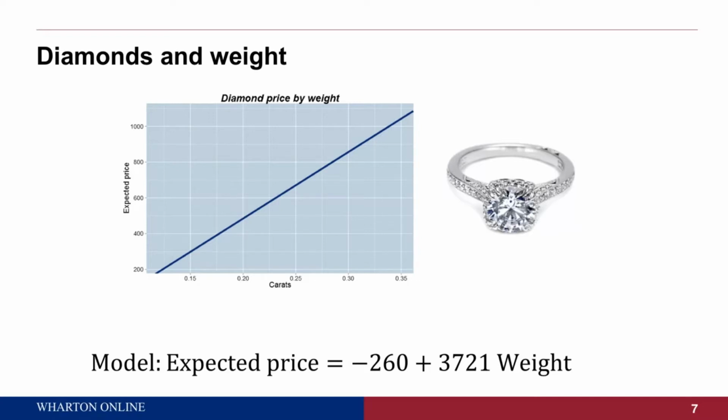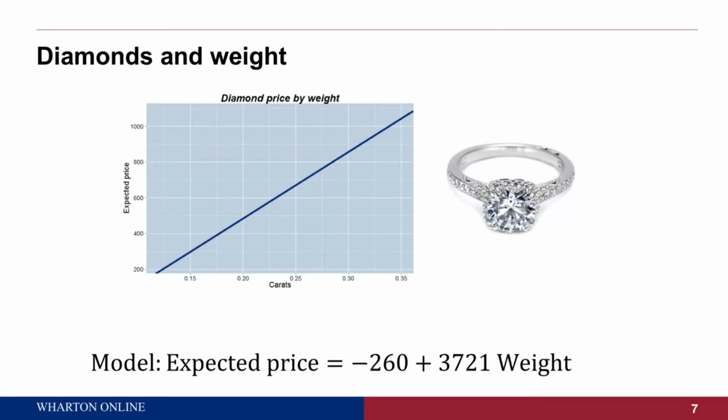And so what you're looking at here is a graph where on the horizontal axis, we often call that the x-axis, you have the weight of the diamond that is measured in carats. And on the vertical axis, you have the expected price of the diamond. And what I'm looking at here is a potential model. It's a very straightforward model. It's what we term a linear model because it's a straight line. And I have the equation associated with the model at the bottom of the slide here.